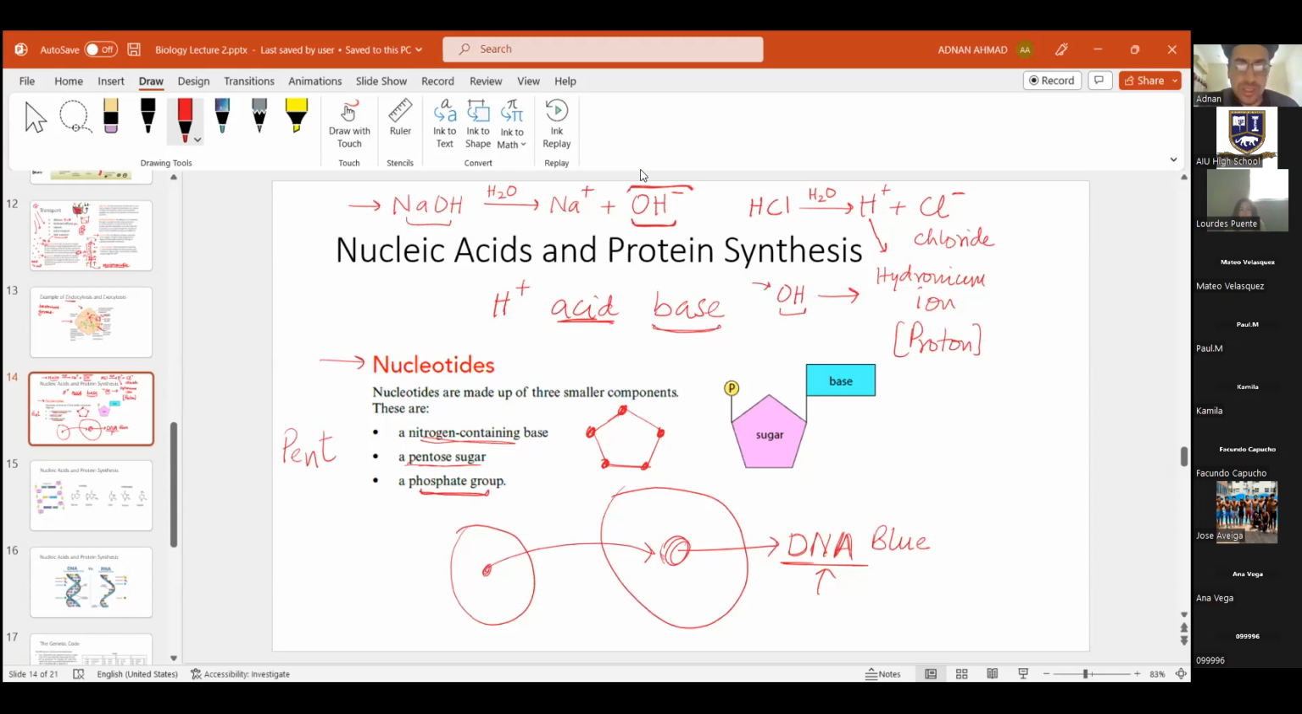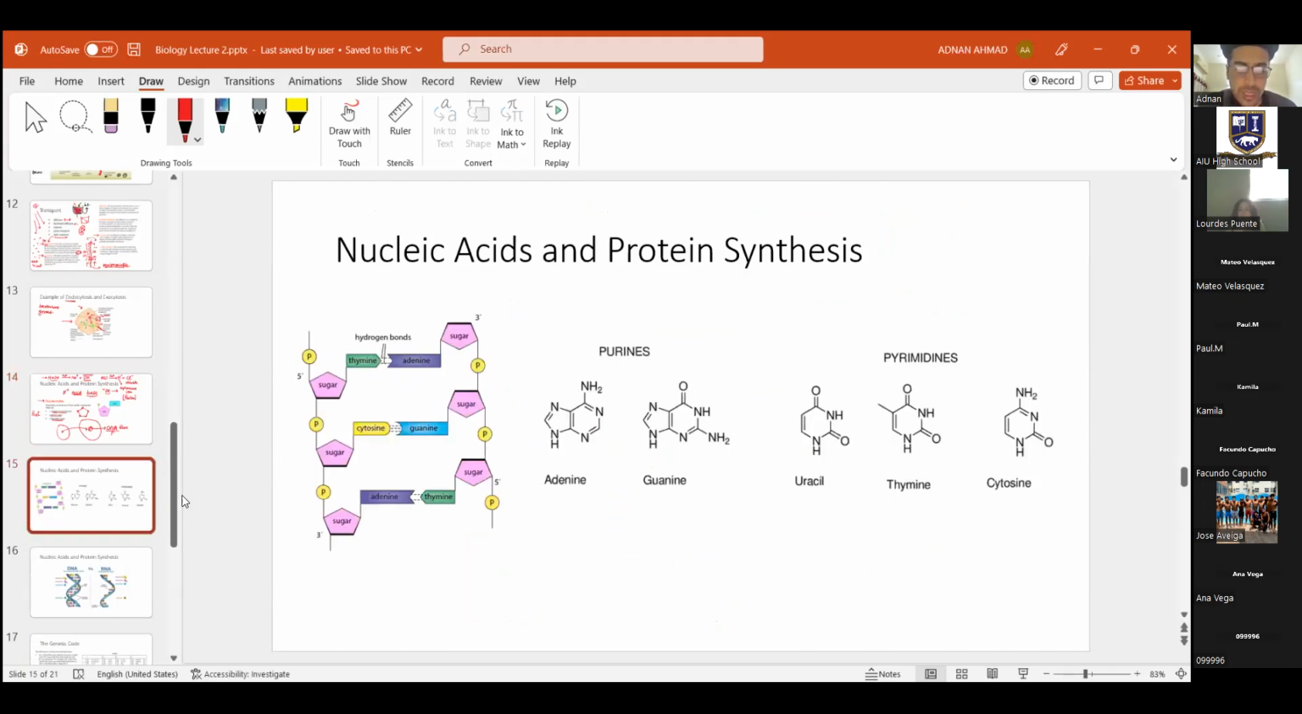So this is the structure of a nucleotide, and the nucleotides together with the nitrogenous bases form the backbone of the DNA. This is a DNA molecule. You can see you have a pentose sugar here, a phosphate, a pentose sugar, a phosphate, and on this side also a pentose sugar, a phosphate, pentose sugar, phosphate, pentose sugar, and a phosphate. And these are the nitrogenous bases.